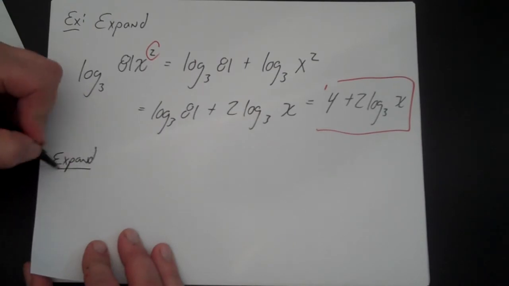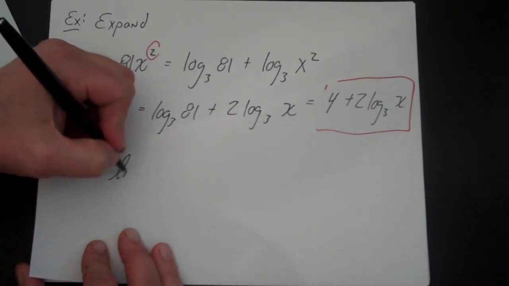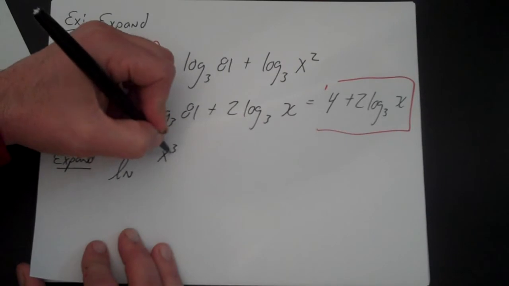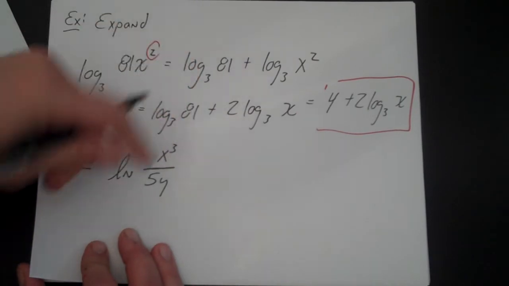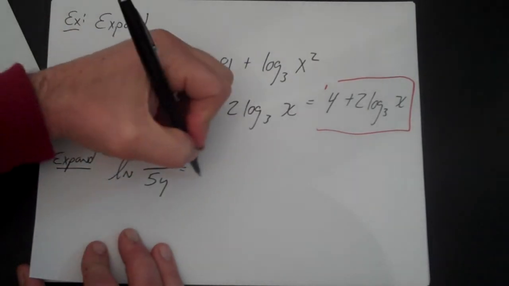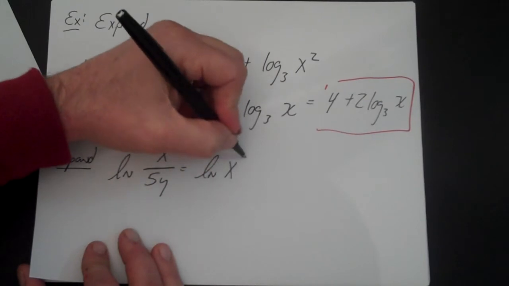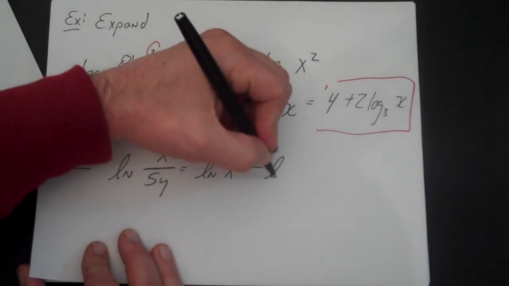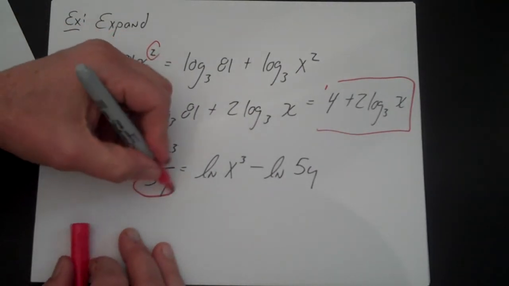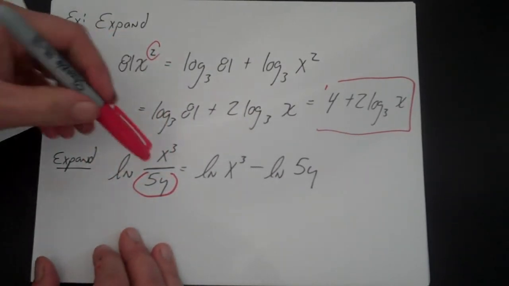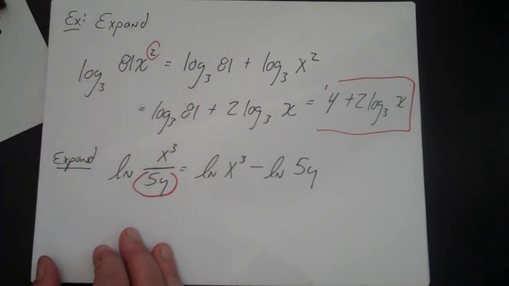Let's look at a slightly more difficult problem. Let's look at ln of x cubed over 5y. Now you're working backwards here, so you remember your PEMDAS rules, but when you're thinking about order of operations, the division bar is always the last, so when you undo it, it's always the first. So the first thing I'm going to do is ln x cubed minus ln 5y. And what I want to notice here is that the 5y, both the 5 and the y are on the bottom, so the negative sign is going to go with both the 5 and the y.